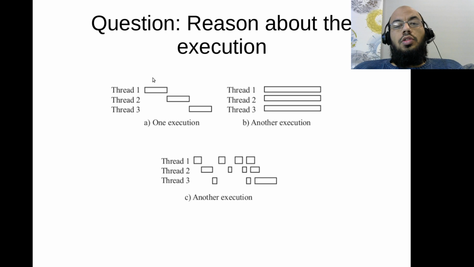So let us ask a question. I want you to reason about the execution of the threads in here. There are 3 threads, and when do you think that this execution model is possible? Do you think that it's hardware dependent, or do you think that it has to do with the operating system?